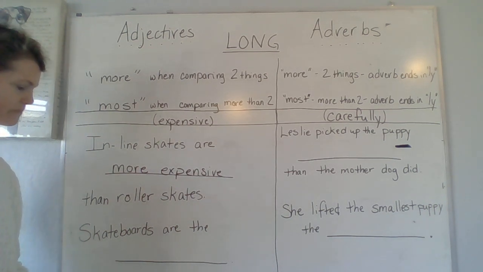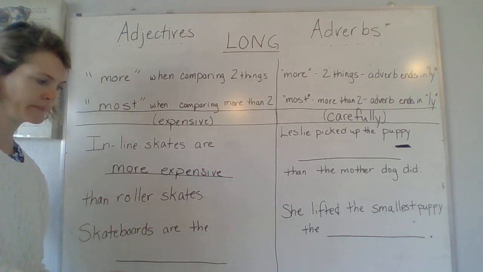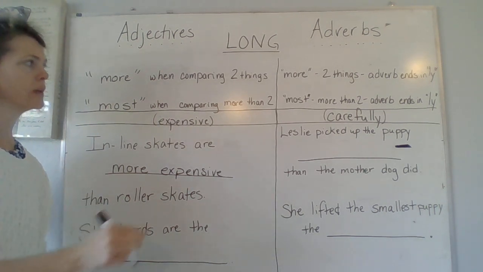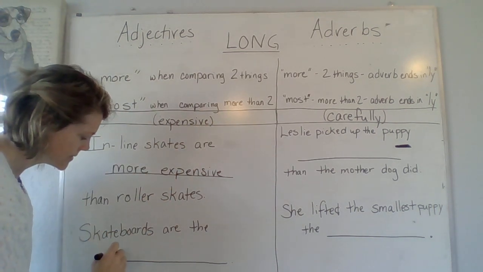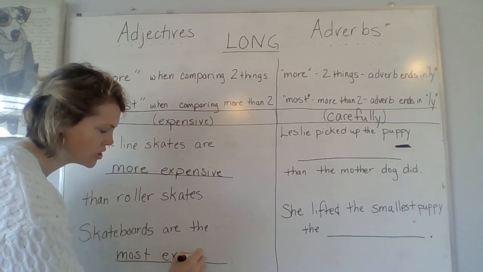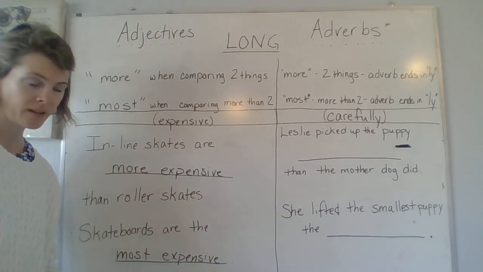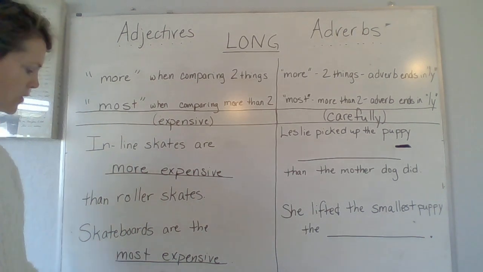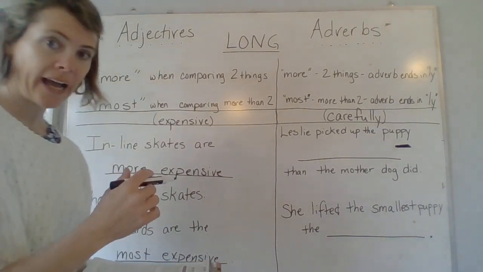That's right. Look at this one. Skateboards are the blank. This is going to be comparing all skateboards. That's way more than 2. So that's going to be using most. That's what we use when there's more than 2. So I would say skateboards are the most expensive. Notice that I didn't change the word expensive at all. I also didn't say expensivest because expensive is a long word, not a short word. Okay, so it says skateboards are the most expensive. That's correct.